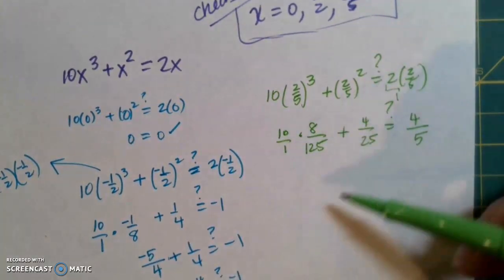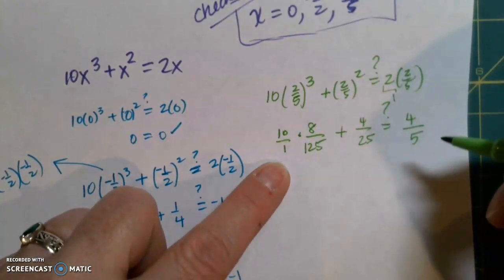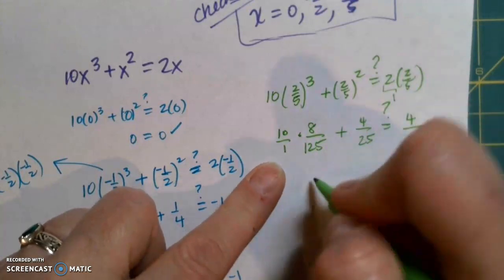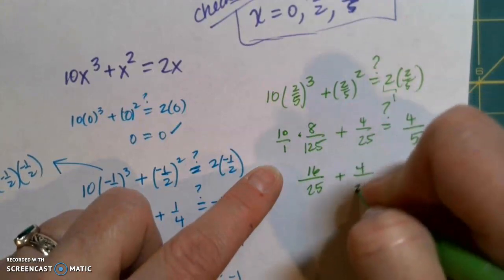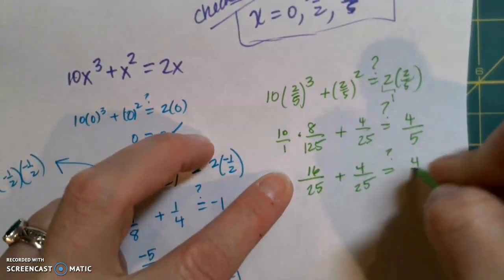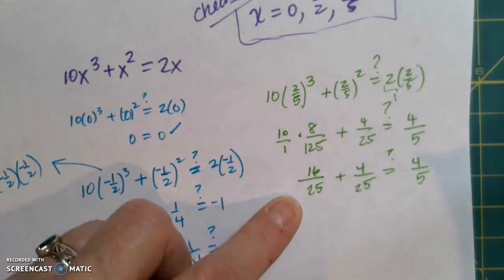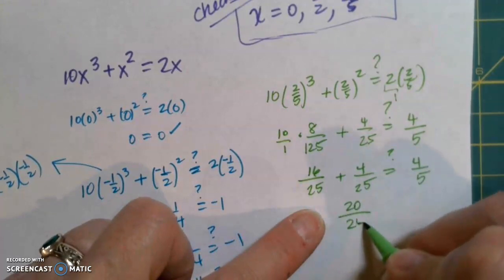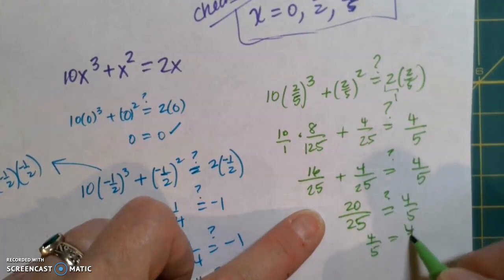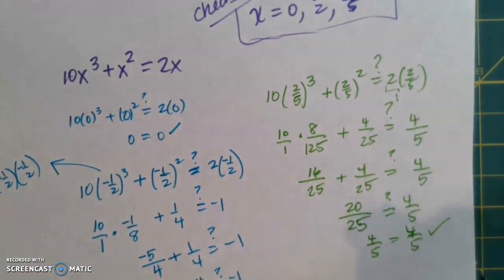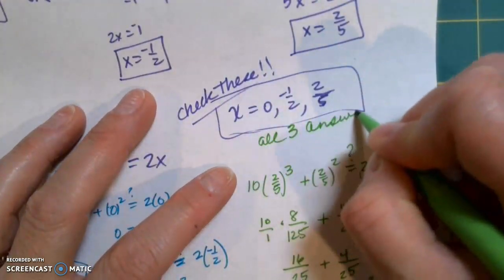All right, so then we do some simplifying over here. We can divide a factor of 5 out here, so that would give us 16 over 25 plus 4 over 25, and is that equal to 4/5? So I do have a common denominator there, so that's handy, and that gives us 20 over 25, and is that equal to 4/5? And yeah, when I divide out that common factor of 5, it is. So all 3 answers check out.